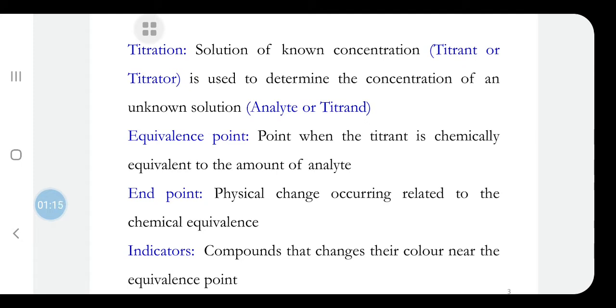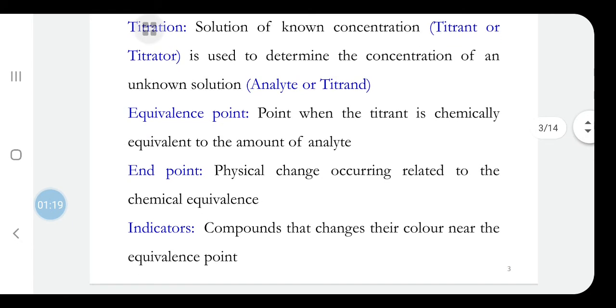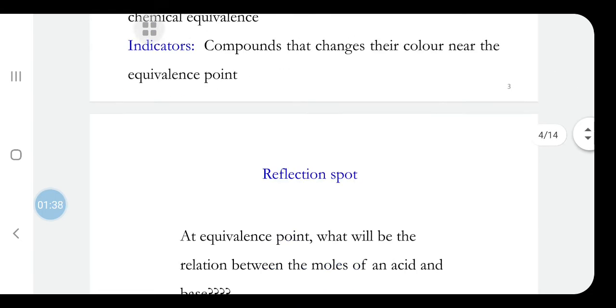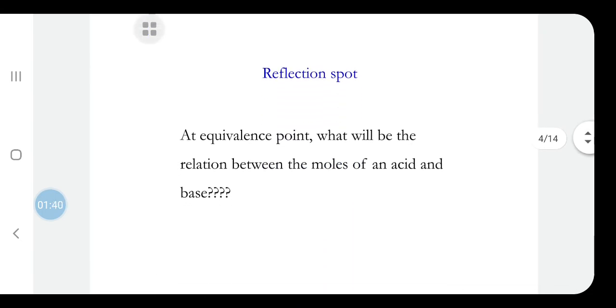Equivalence point: the point where the titrant is chemically equivalent to the amount of analyte is termed the equivalence point. The physical change occurring related to the chemical equivalence is termed the endpoint. Indicators are compounds that change their color near the equivalence point. With these few definitions, let us pass on to the next slide.